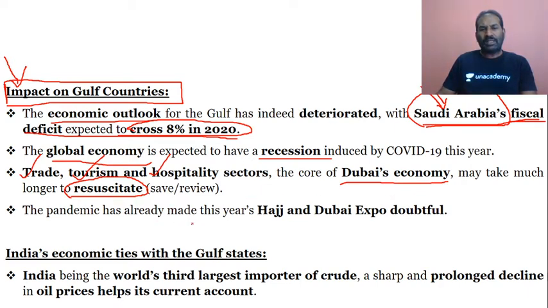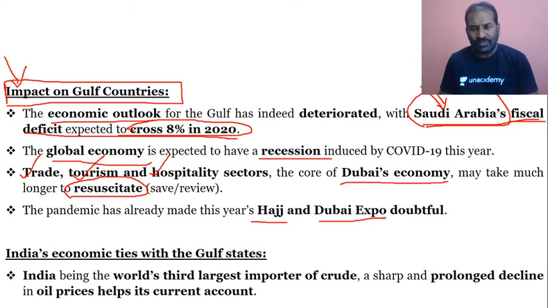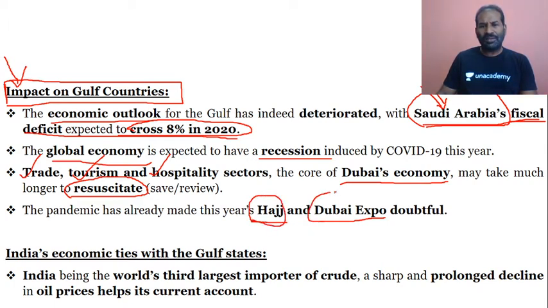And the pandemic has already affected this year, because you have the Hajj congregation and also the Dubai Expo. These are occasions wherein the service sectors, that is hospitality, trade, and tourism, always increase because of the Hajj and Dubai Expo. But these two congregations may not take place, it's doubtful because of COVID-19, and that will further impact the Gulf countries' economy.